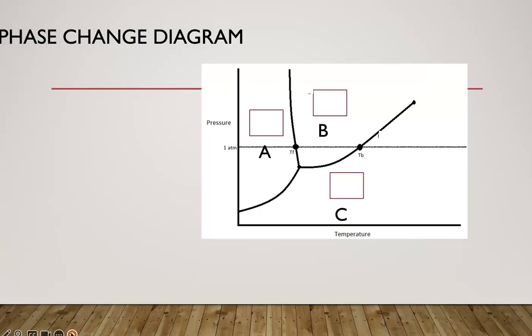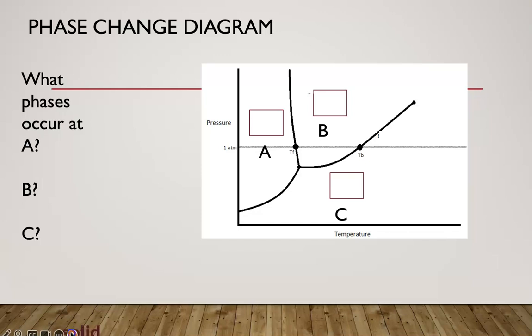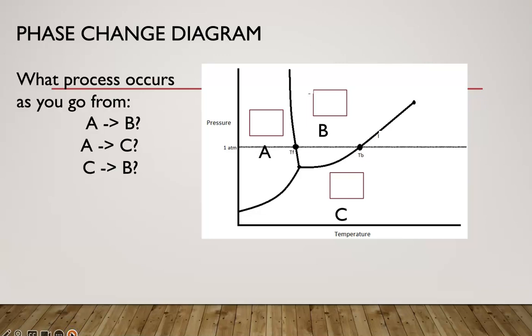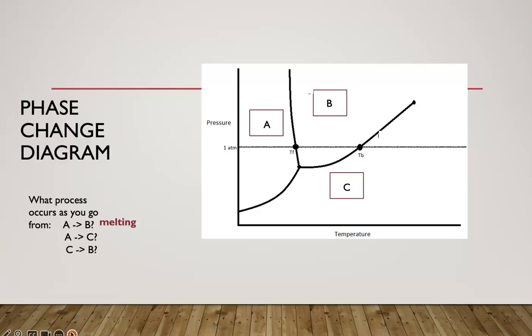All right, so taking a look at this phase change diagram, you do need to be familiar with all the different phases. So A, B, C, what'd you think? Hopefully you said solid, liquid, gas. You're exactly right. You should have also from A to B, A to C, C to B. What is that process called? Hopefully you said melting, sublimation, and condensation, and you're exactly correct.